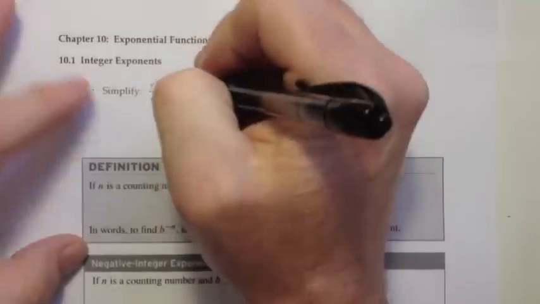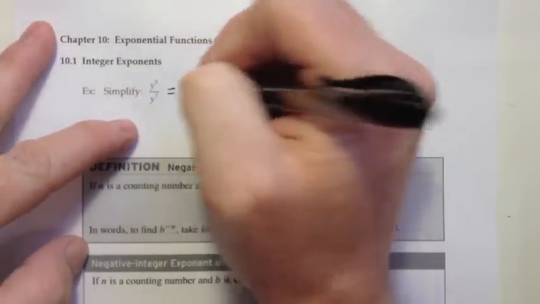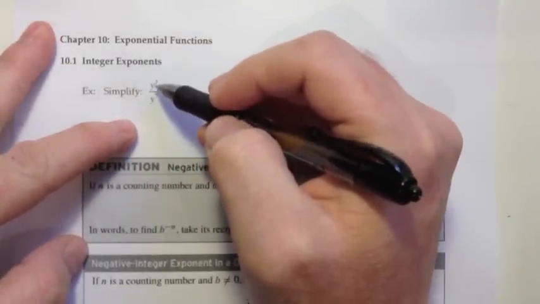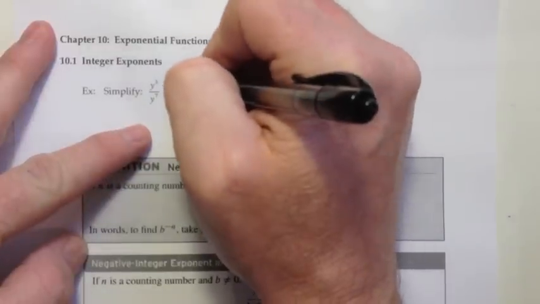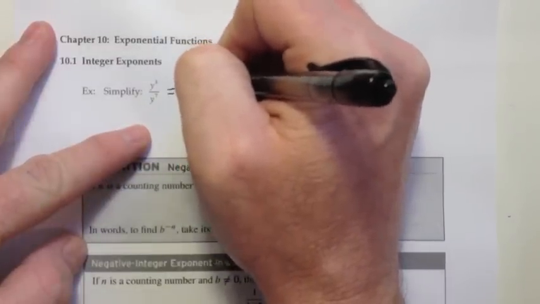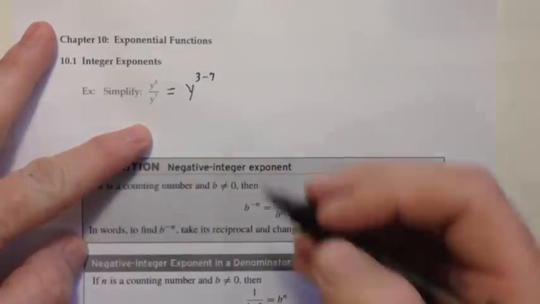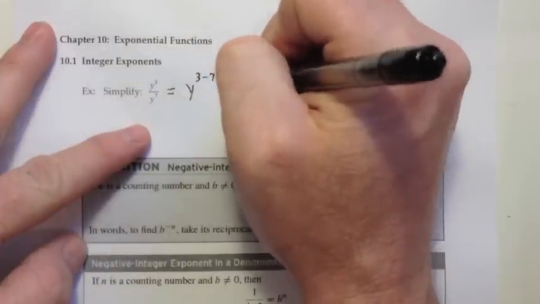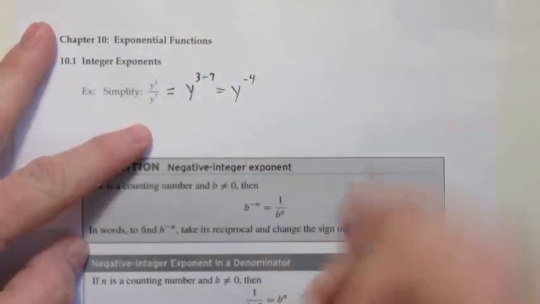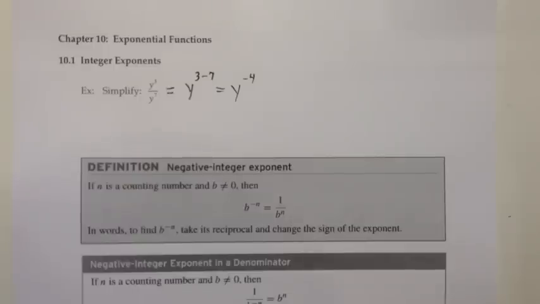So one way I could attempt to deal with that is to use the rule that says if you have a division where the bases are the same, then you subtract the bottom exponent from the top exponent. So that would be y to the 3 minus 7. And if I do that, I get y raised to the negative 4, and I think that leads to the natural question, what does that mean?